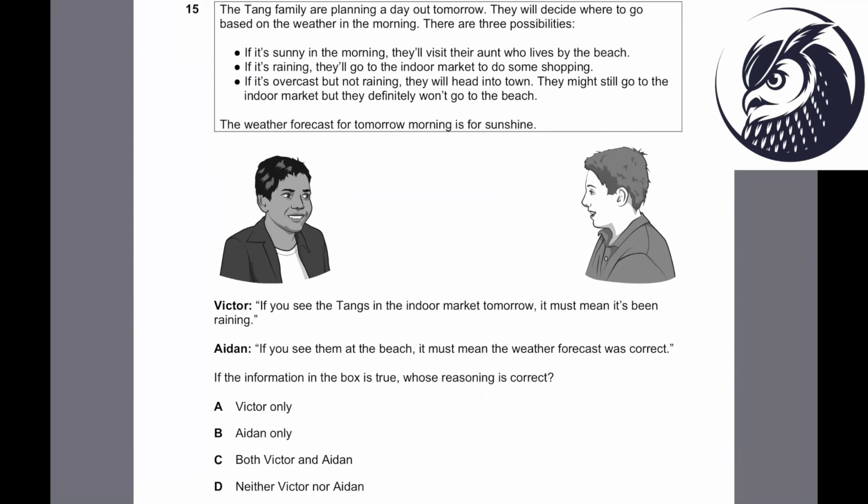So again, I'm going to start writing this information into a flowchart, okay? So we know that there's 3 options. If it's sunny, they're going to go to the beach, or they're going to visit their aunt who's next to the beach. And then if it's raining, they're going to the indoor market to do some shopping.